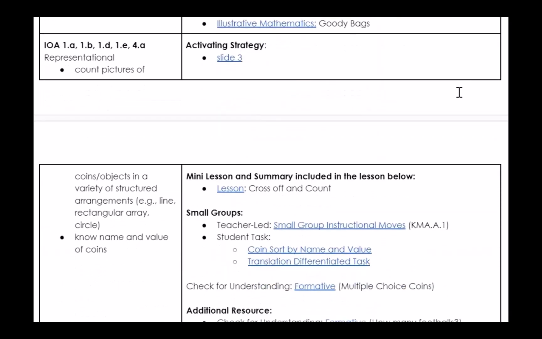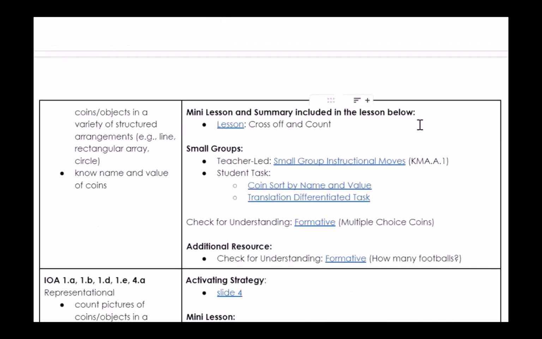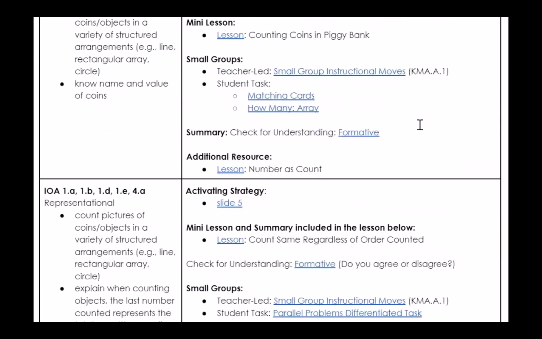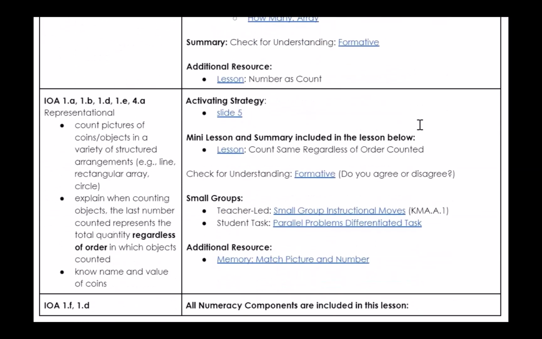After students have been introduced to the name and value of each coin as they count concrete sets of objects, we will move to the representational level when we count pictorial representations of coins. This allows students to continue using counting strategies, writing numerals to represent the total number of objects in a set, as well as identifying the name and value of the coins. Our suggested pacing for this work at the representational level is about 3 days.